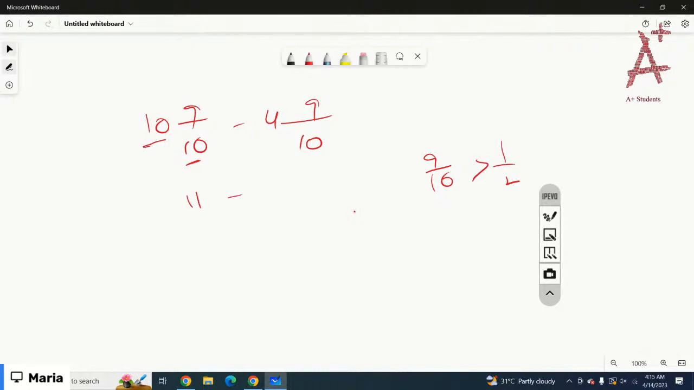Then again, 9 over 10 is a fraction. 9 over 10 is greater than 1 over 2. So you have to round up, it would be rounded to 5. So 11 minus 5 is 6. That means the correct option is 6. Got it? So the correct option is 6.